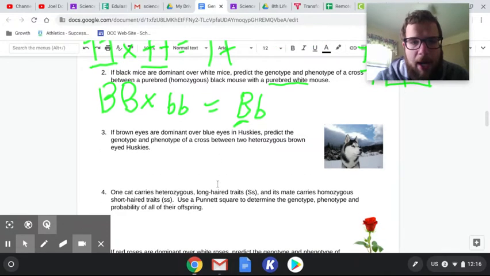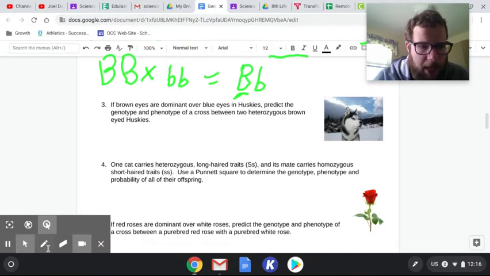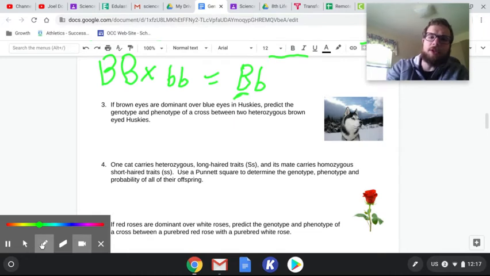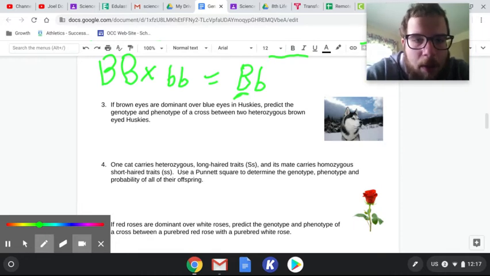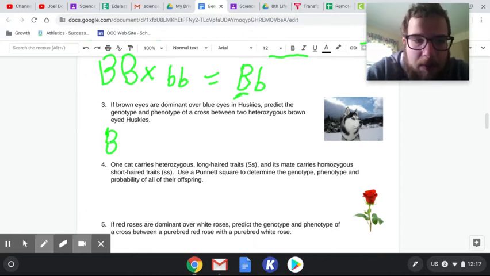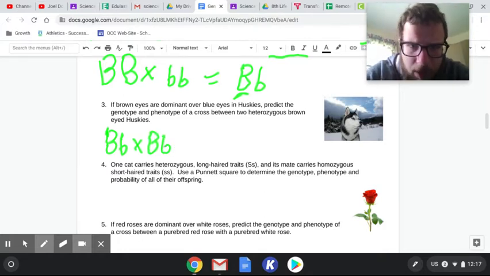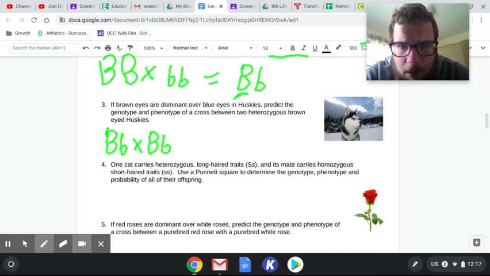All right, if brown eyes are dominant over blue eyes in huskies, predict the genotype and phenotype of a cross between two heterozygous brown-eyed huskies. So what are the parents going to be? Brown is dominant. I'm going to stick with B here. So they're heterozygous, which means they've got one of each. So both parents are going to be big B, little b. Let me double check, make sure that's correct. Looks good to me. Okay, let's go ahead and do our Punnett square.